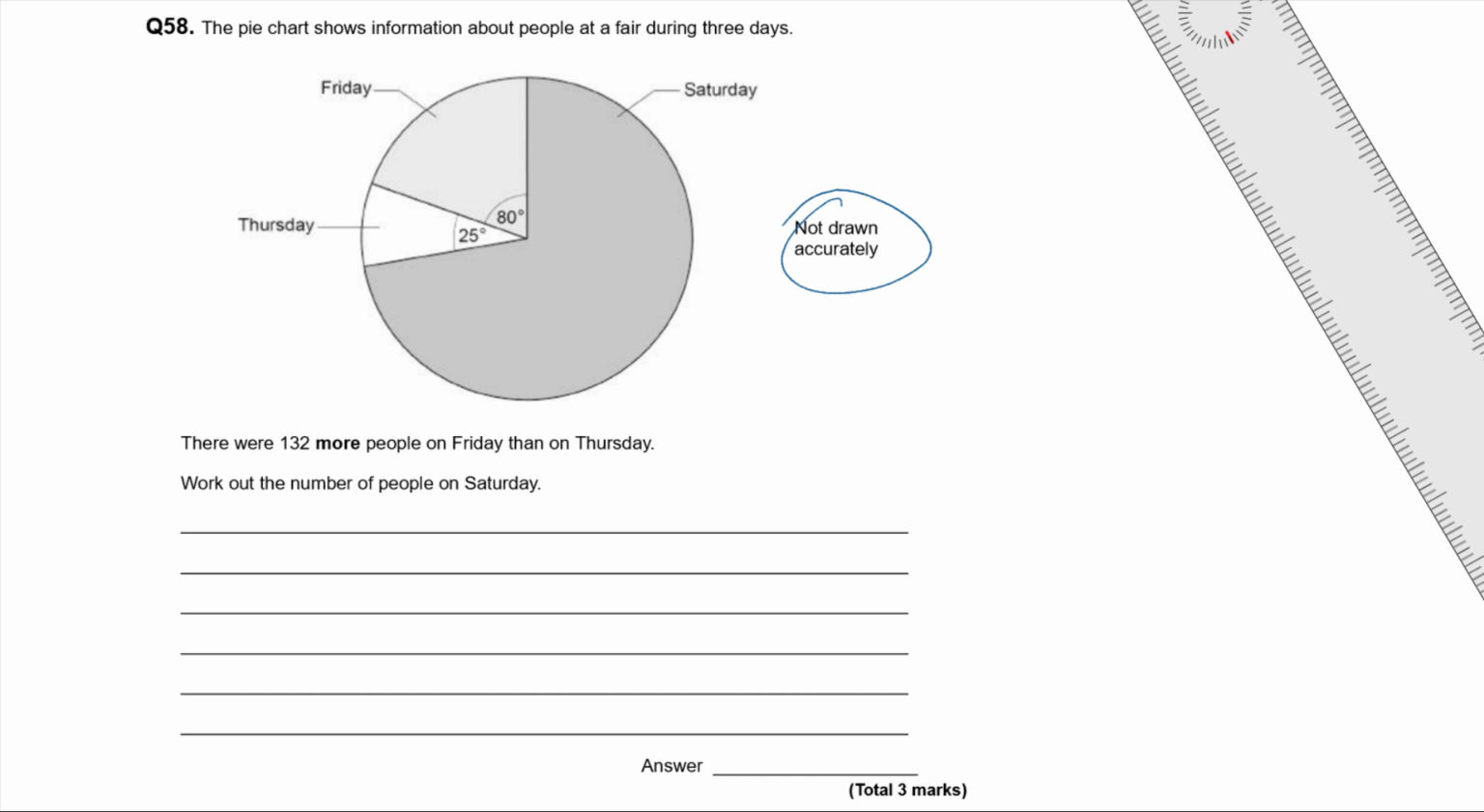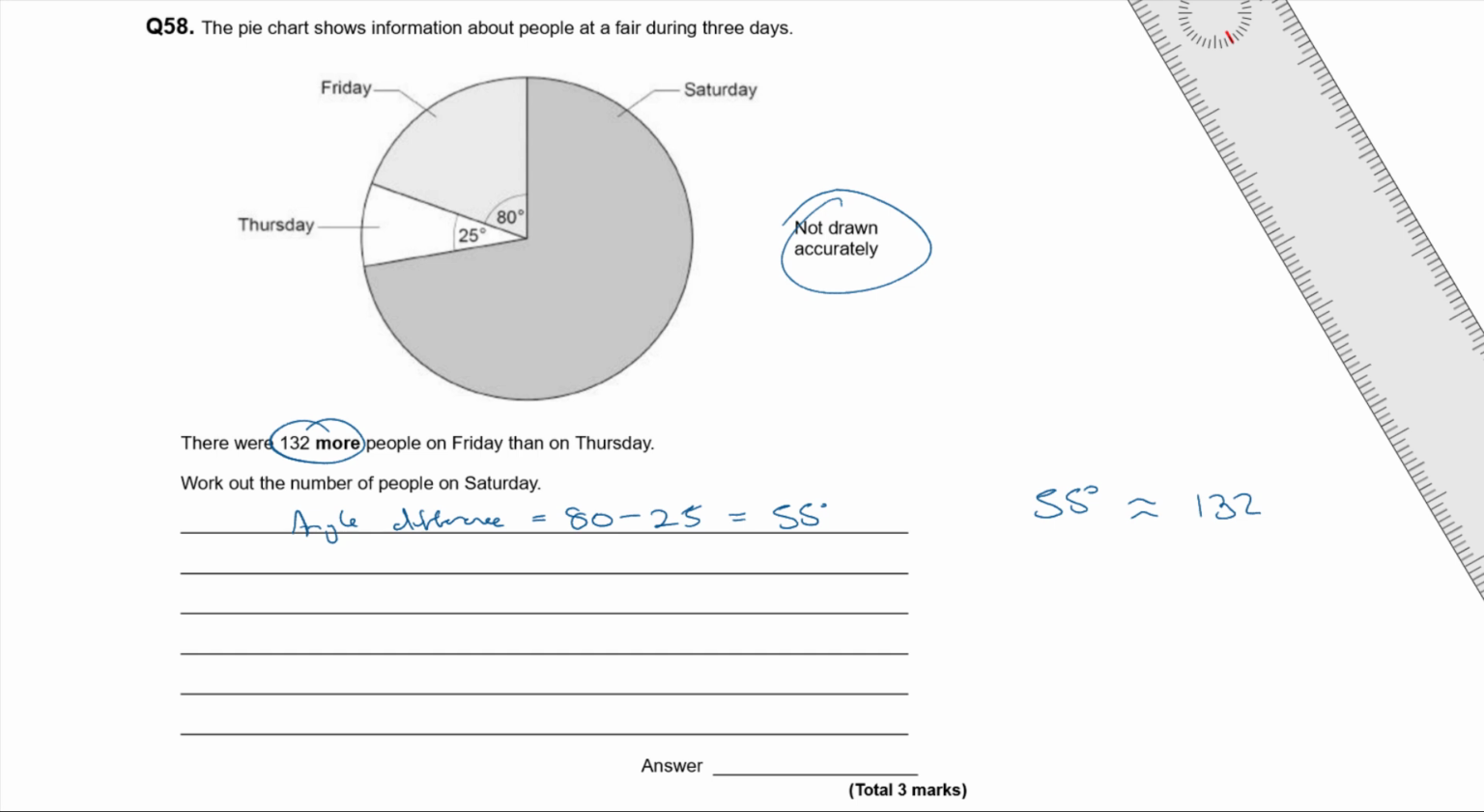Okay. Well, if you look at the difference in the angles, the angle difference between Friday and Thursday is going to be 80 minus 25. So what's the difference between those two then? So 80 minus 25 is an angle of 55 degrees. And that must represent these 132 more people that were on Friday than Thursday. So if 55 degrees is equal to 132 people, what we need to work out is the number of people on Saturday, don't we? So what was the angle for the people on Saturday?